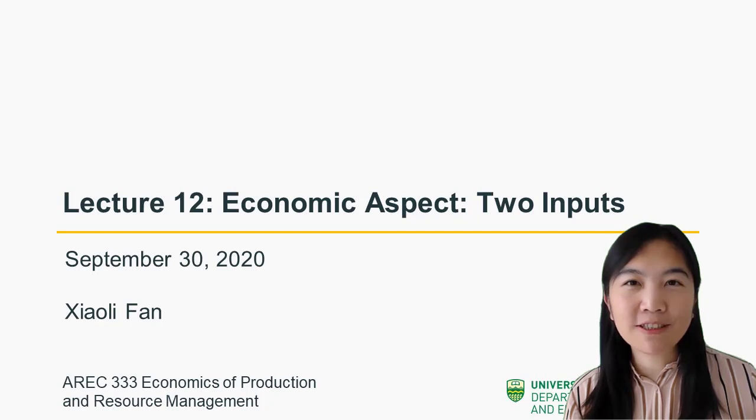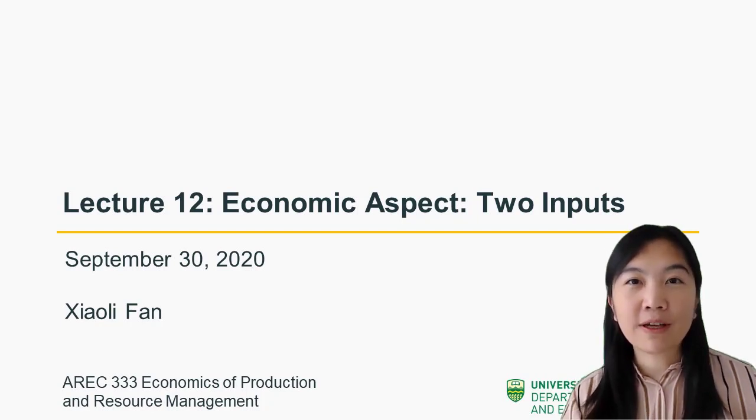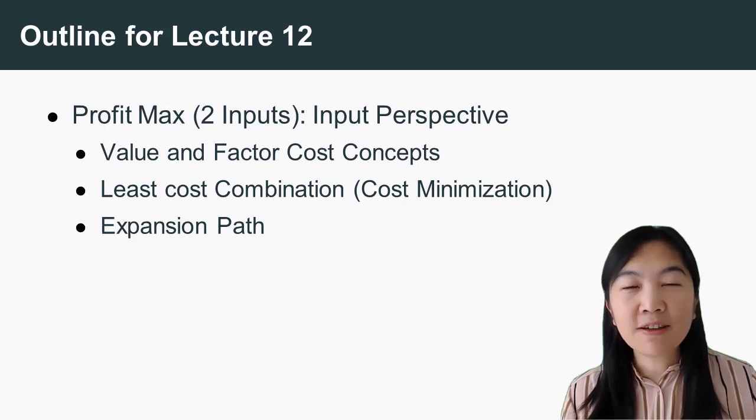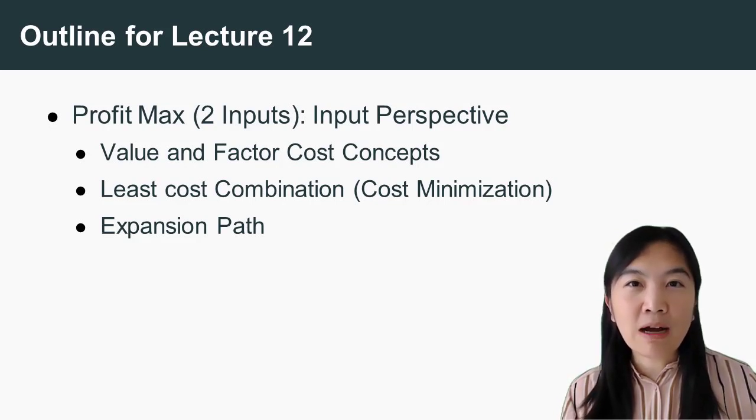Today we will start with the economic aspect of production for two variable inputs. And the outline for today's lecture, here I listed profit maximization from two inputs. And again, like the one variable input case, we will start with the input perspective.